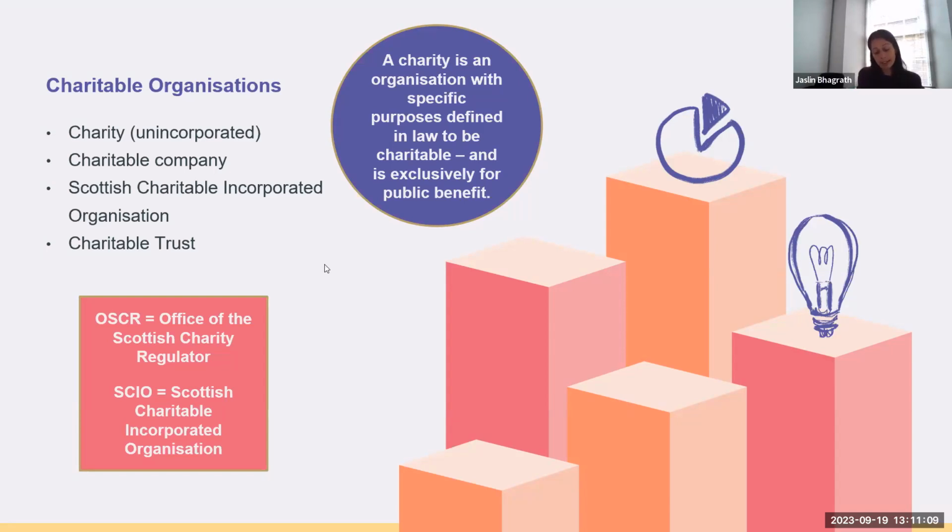And then in more recent years, specific to Scottish charities is what's known as a SCIO, so that's a Scottish Charitable Incorporated Organisation. So like a charitable company, it gives the charitable trustees limited liability, but it's a little bit more flexible than a charitable company, in that you do not need to comply with the Companies Act. And finally, a charitable trust. But today, I'm going to focus on the top three, being the unincorporated charity, a charitable company, and the Scottish Charitable Incorporated Organisation.